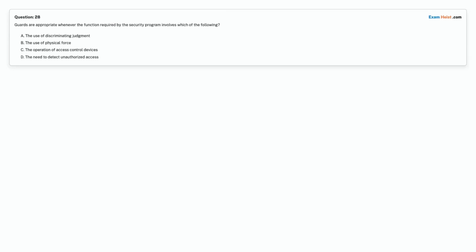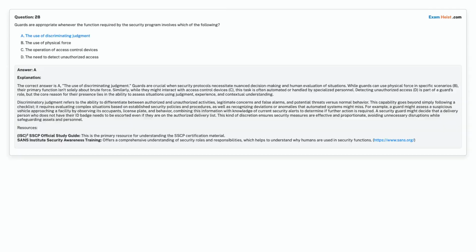Question 28. Guards are appropriate whenever the function required by the security program involves which of the following? Option A. The use of discriminating judgment. Option B. The use of physical force. Option C. The operation of access control devices. Option D. The need to detect unauthorized access. Choose the correct answer. Correct answer is option A. The use of discriminating judgment.